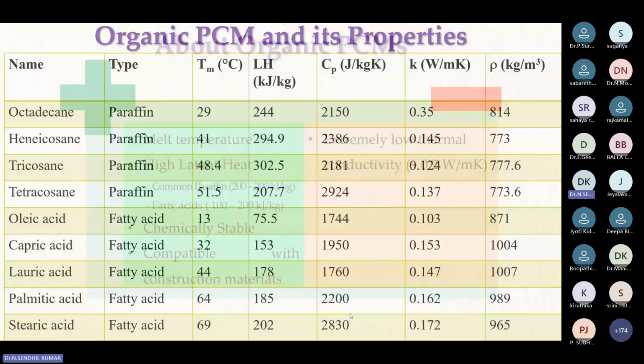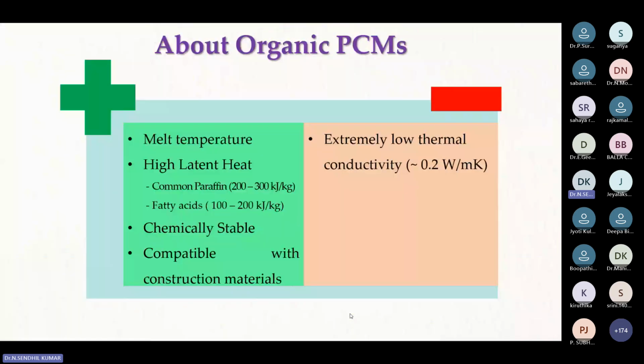The main drawback of organic PCM is low thermal conductivity. Most organic PCMs are around 0.2 watt per meter Kelvin. Sometimes we add other composites, like graphene or high carbon materials, to enhance the thermal conductivity. That work we are also doing. You can also try PCMs with different composites, so that the K value will be higher and your performance will also be high.